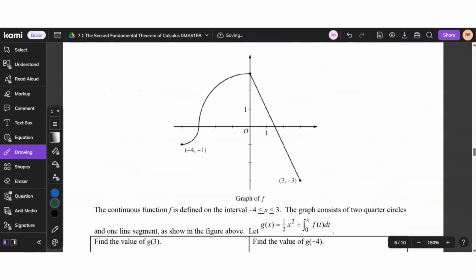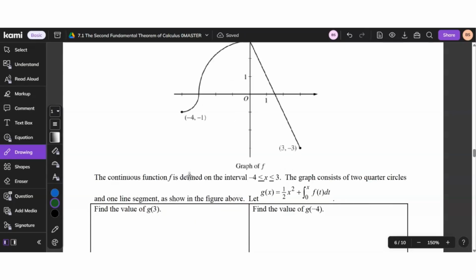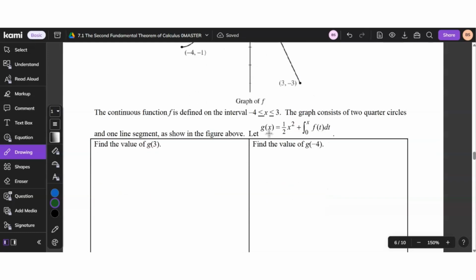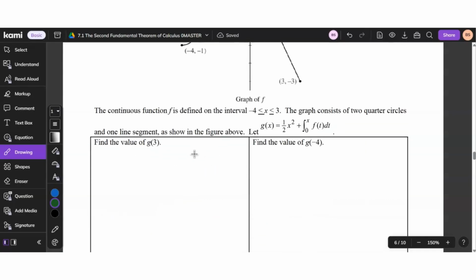Alright, so I think we have just one more here. So let's take a look at that one. So here we've just got another fancy function. We've got a quarter of a circle, a quarter of a bigger circle, and then a big triangle. Alright, so this function is defined from negative 4 to negative 3. Graph consists of 2 quarter circles and a line segment, like I just said. Triangles when we start putting it into integration. And we know that g of x is equal to half of x squared plus the integral from 0 to x of f of t.